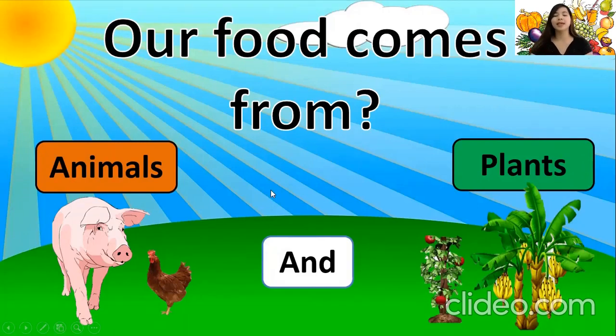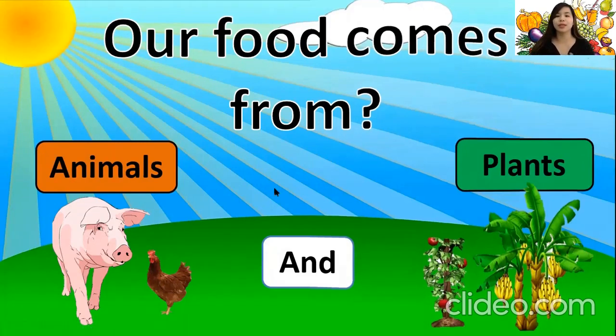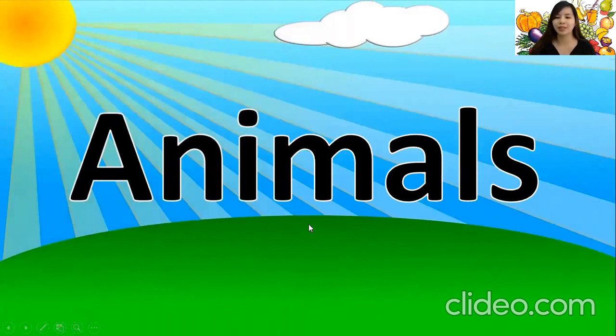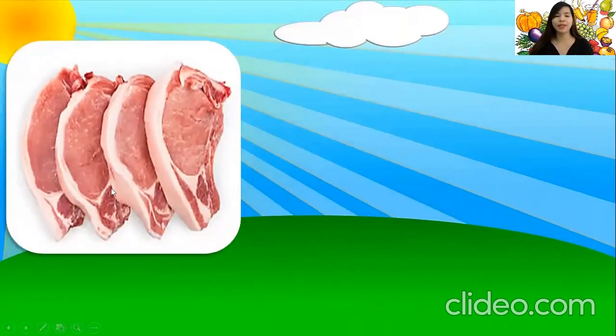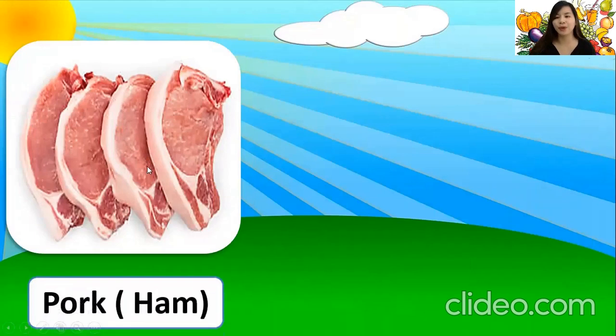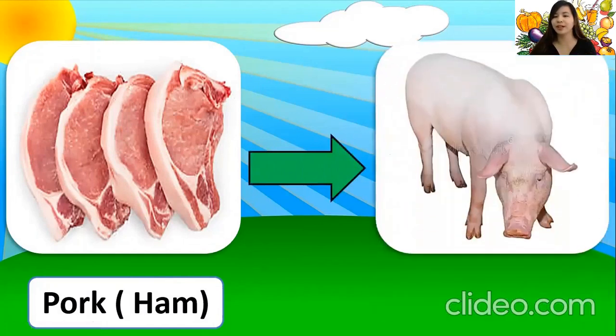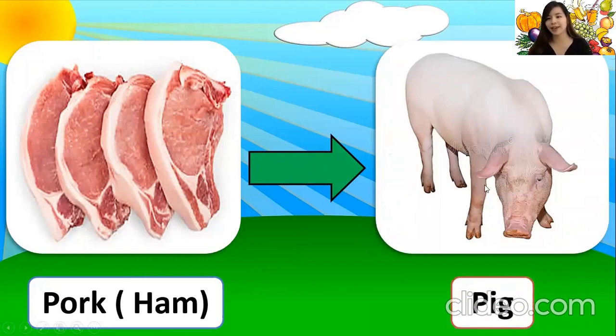Okay, so let's see examples of foods that come from animals. What is this, children? What food is this? This is pork, or ham. And where do you think pork comes from? It comes from the pig. Remember, pork comes from the pig.